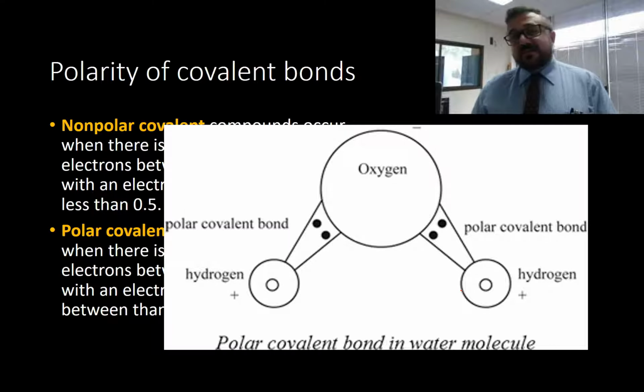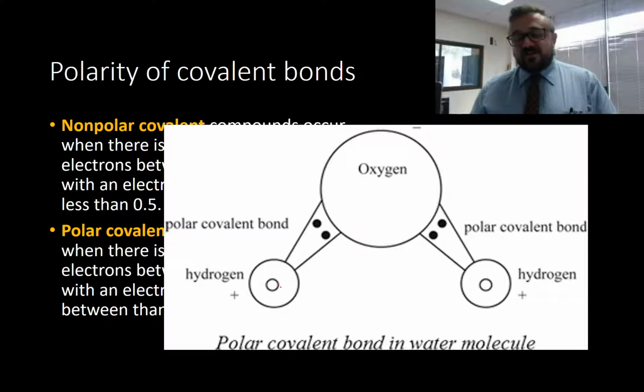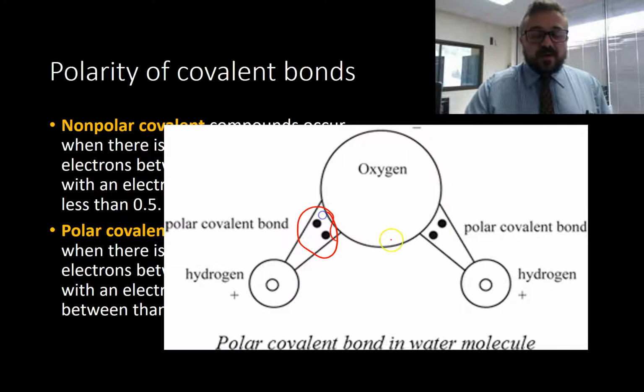So this is water. This is one of the really common polar covalent compounds. In fact, it's the most common. It's just the one that we see everywhere. And we see the oxygen is very large. It's very electronegative. The hydrogen is not very electronegative at all. And this means the bonding pair it's sharing is stored around there.